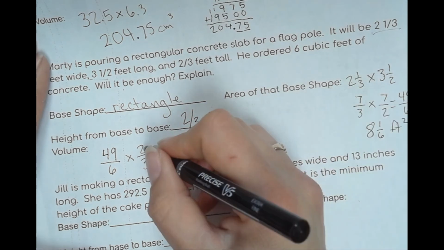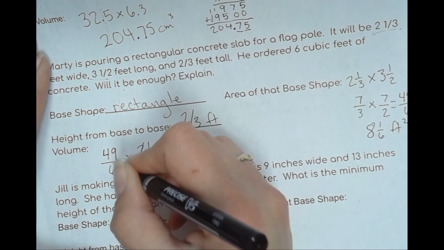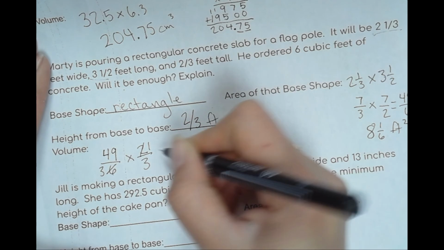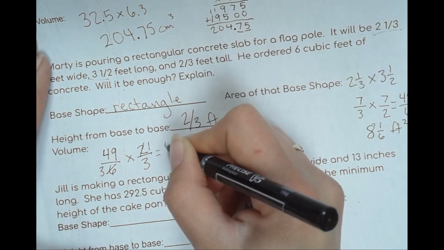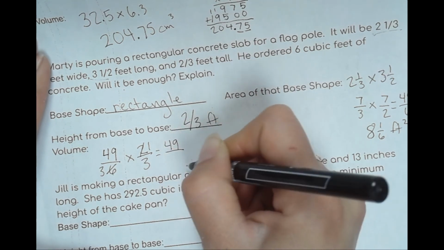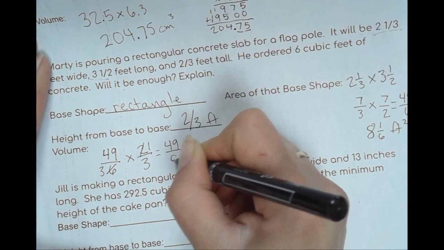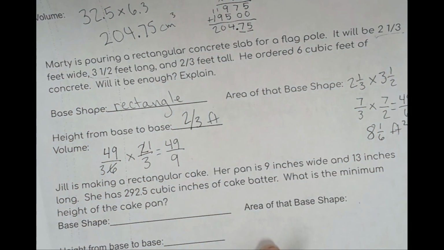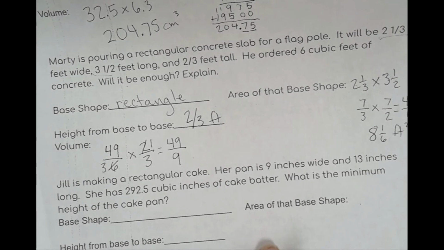Cross cancel where I can. 2 will go into 2 one time. 2 will go into 6 3 times. Times across the top, I get 49 over 3 times 3, which is 9. Now we're trying to decide if 6 cubic feet of concrete will be enough.